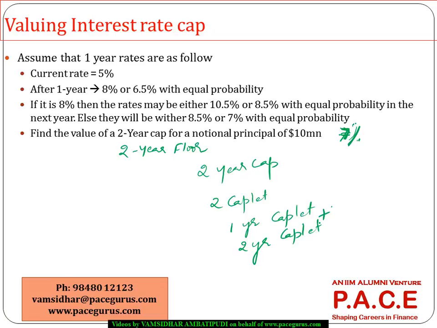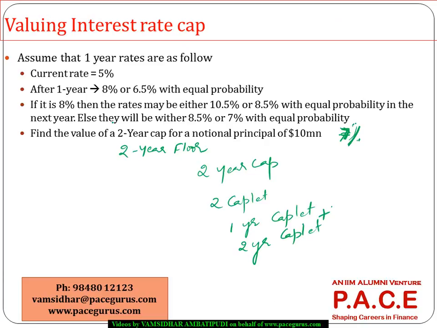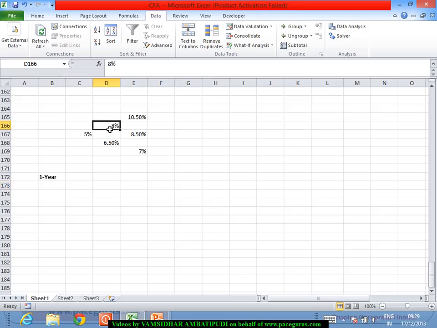So how do I do that? First let me go ahead with a 1-year caplet. How do I get the value for a 1-year caplet? The simple way I suggest is, look at the strike rate of 7%. If the market rate goes to 8%, there is a benefit of 1%. The actual benefit, based on the interest rate at the beginning of the period, will come at the end of the period.